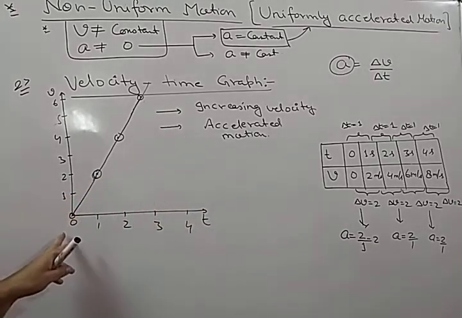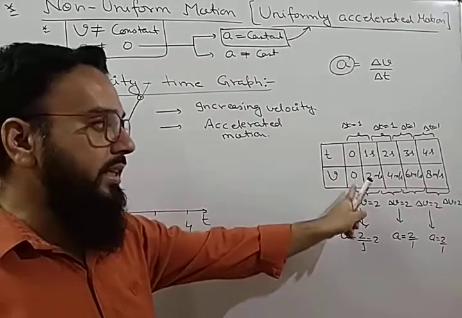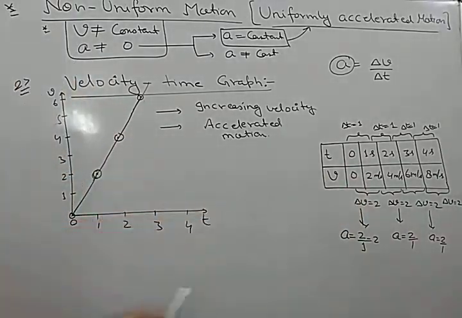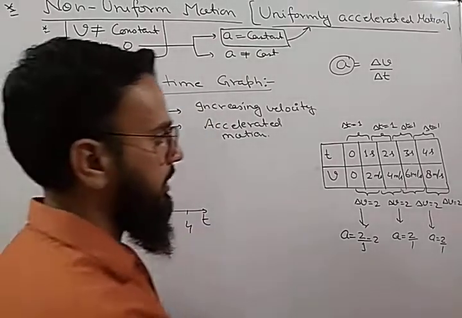It will start from the origin if the velocity is 0 at t equal to 0. Or if the body already has some velocity at t equal to 0, then the graph will start from that particular point, like in the case of the position time graph we have taken.